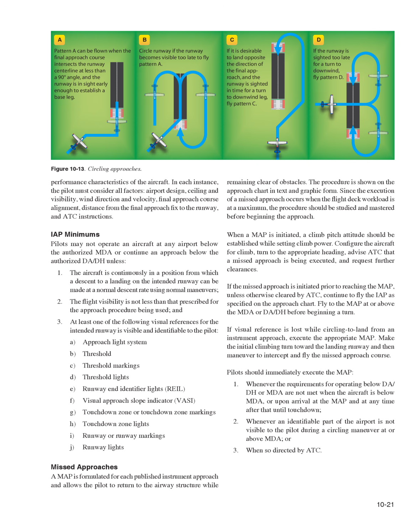Approach light system; B. Threshold; C. Threshold markings; D. Threshold lights; E. Runway end identifier lights, REIL; F. Visual approach slope indicator, VASI; G. Touchdown zone or touchdown zone markings; H. Touchdown zone lights; I. Runway or runway markings; J. Runway lights. Missed approaches: a MAP is formulated for each published instrument approach, and allows the pilot to return to the airway structure, while remaining clear of obstacles.